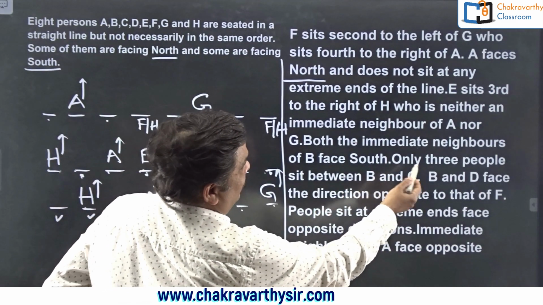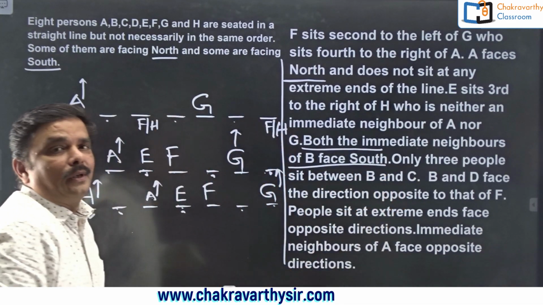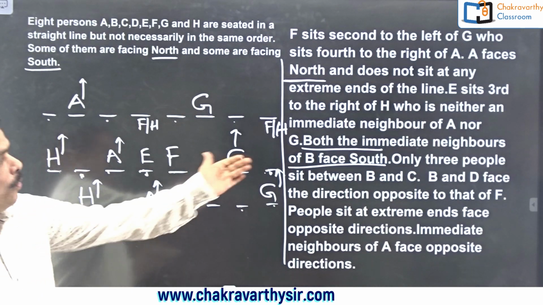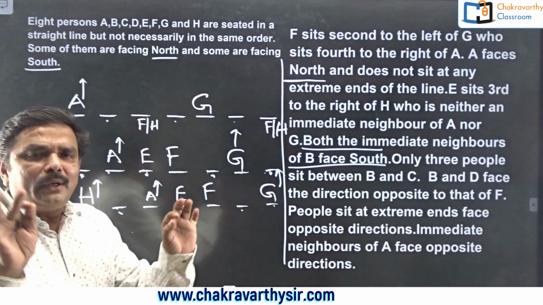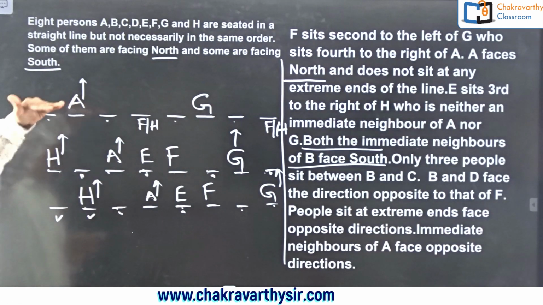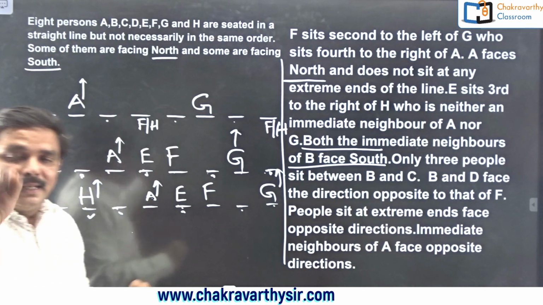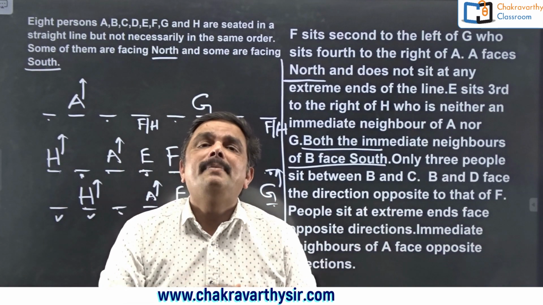What's the next one? Both the immediate neighbors of B face south. One of the very good informations, this one. Many students go for the next information without squeezing this out. Try to squeeze it out, students. I'm going for the first one. Okay, they are saying that both the immediate neighbors of B face south. Try to find out where shall I keep B.